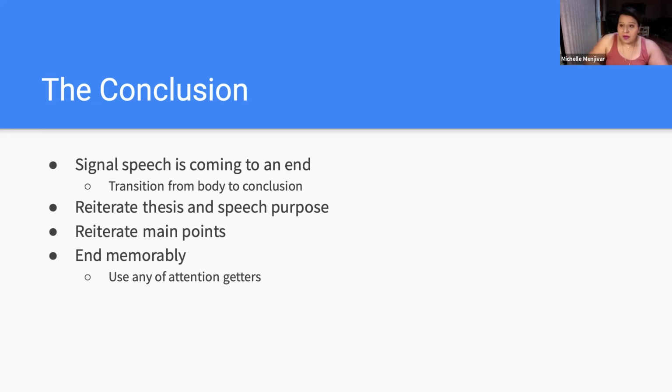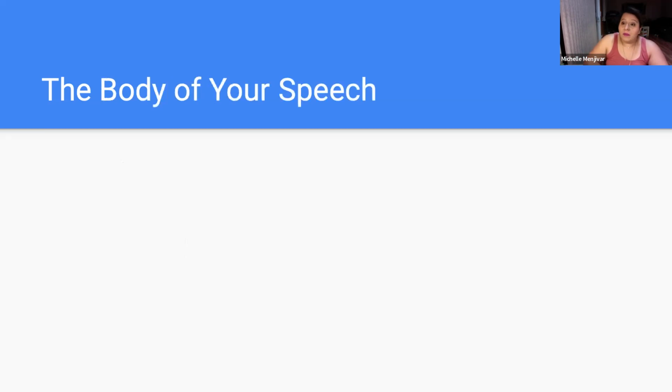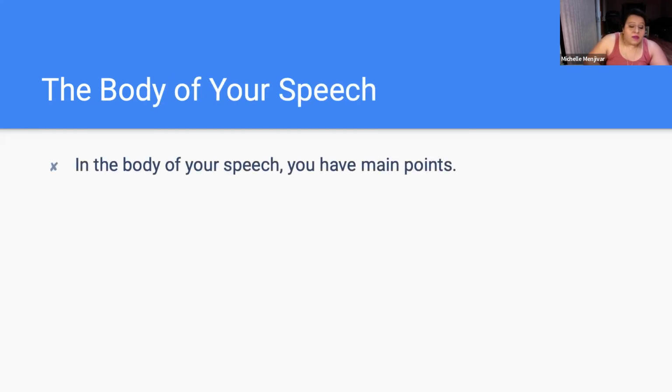So now that we talked about the introduction and the conclusion, let's talk about the body paragraphs of your speech, or where your main points are located. In the body of your speech, you have your main points. As you saw when I went over the guidelines for the cultural artifact speech, you will be having 3 main points. One being your description of your cultural artifact, 2 being the importance to your culture of that artifact, and the last one being the importance of the artifact to your personal life. So those will be your 3 main points.